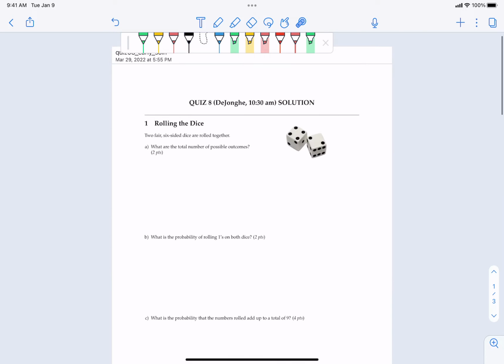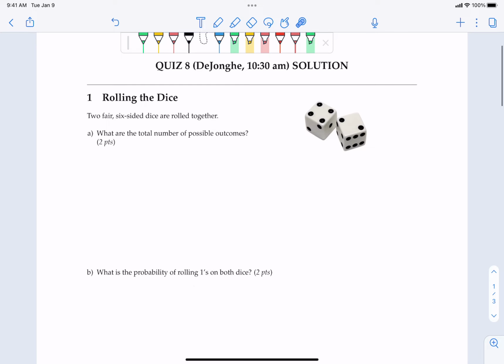So, let me get started here with problem 1. For problem 1, rolling the dice, we have 2 fair 6-sided dice that are rolled together. Part A is asking us for the total number of possible outcomes. So total outcomes.